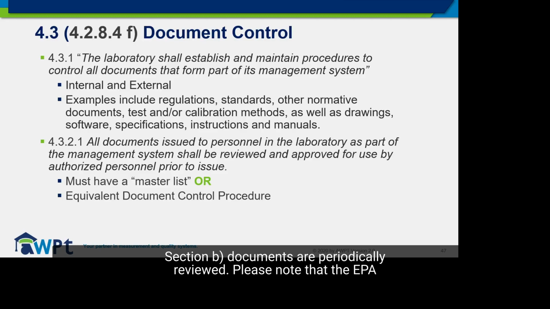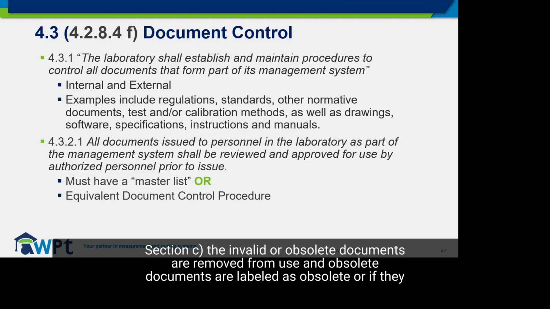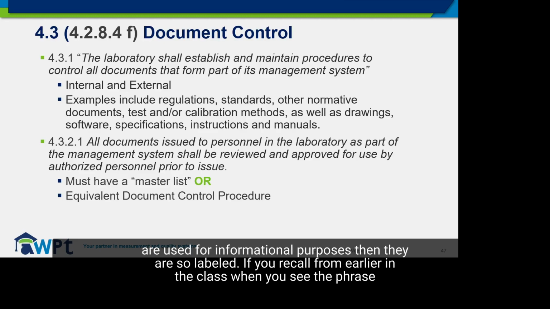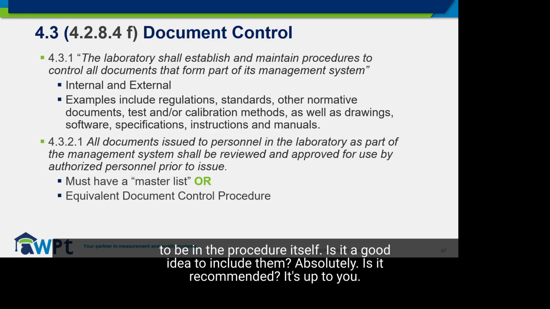Section B, documents are periodically reviewed. Please note that the EPA Safe Drinking Water Act requires the annual review of documents. Section C, that invalid or obsolete documents are removed from use. And D, obsolete documents are labeled as obsolete, or if they are used for informational purposes, then they are so labeled. If you recall from earlier in the class, when you see the phrase "shall ensure," it means the outcomes of the process or procedure have to demonstrate the conditions have been met and doesn't explicitly require them to be in the procedure itself. Is it a good idea to include them? Absolutely. Is it recommended? It's up to you.